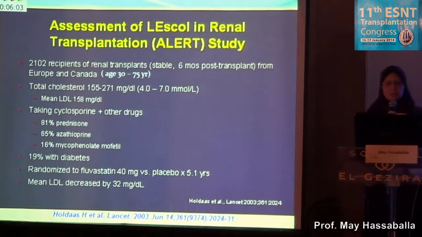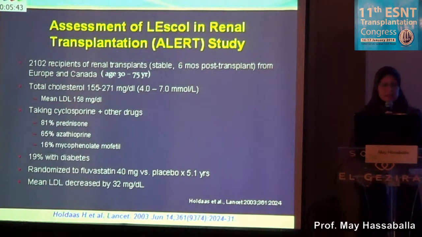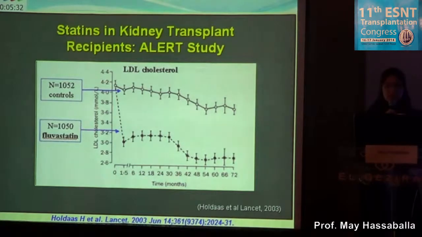Total cholesterol ranged from 155 to 271 milligram per deciliter. Mean LDL cholesterol was 158 milligram per deciliter. They were all receiving cyclosporin plus prednisone in 81% of the cases, azathioprine in 65% of the cases, and mycophenolate mofetil in 16% of the cases. 19% had diabetes, and they were randomized to fluvastatin 40 milligrams versus placebo and followed up for 5 years. The mean LDL cholesterol was decreased by 32 milligrams per deciliter, as you can see here.